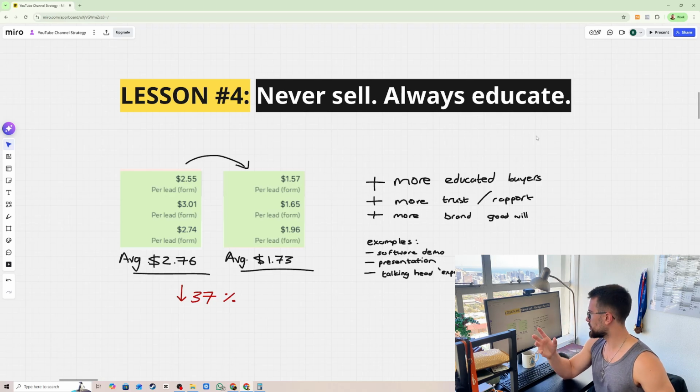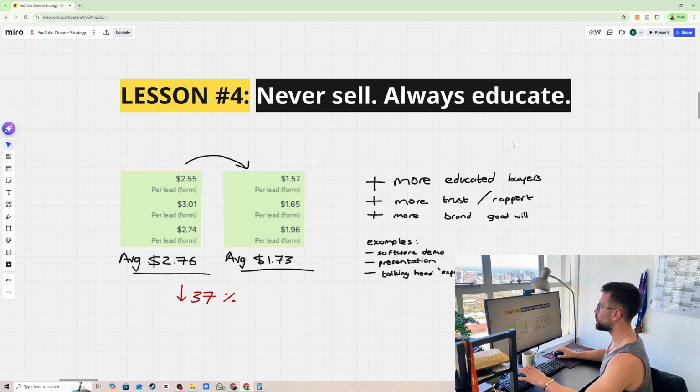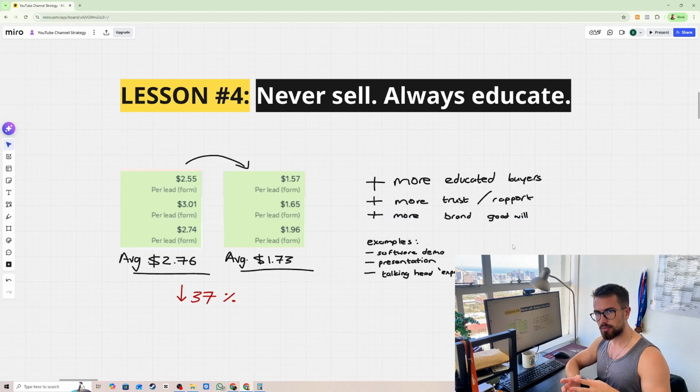If you want to build a serious brand and you want more educated buyers, more trust and more rapport so that you have an easier time selling to people, and you want your brand to have more goodwill, then I want you to shift from selling people in your ads to educating them in your ads.